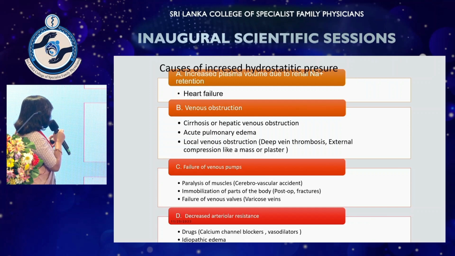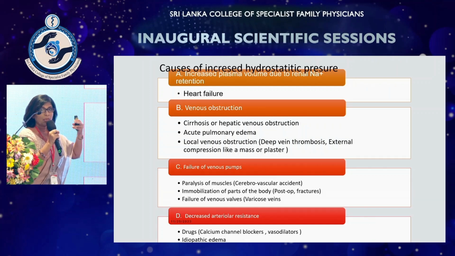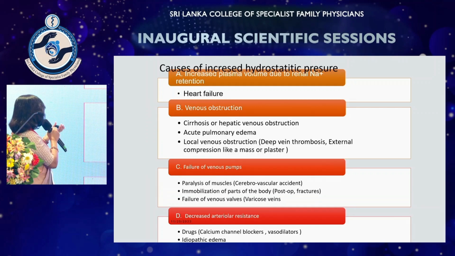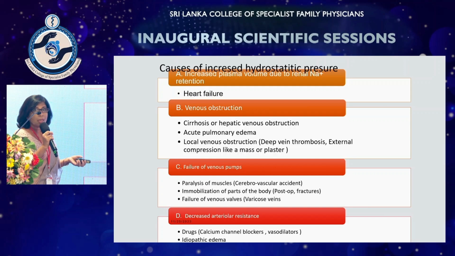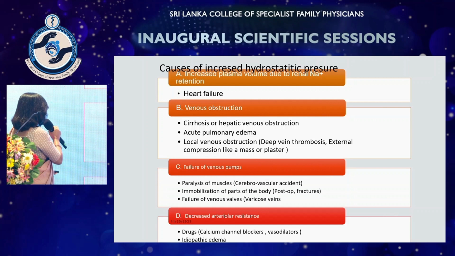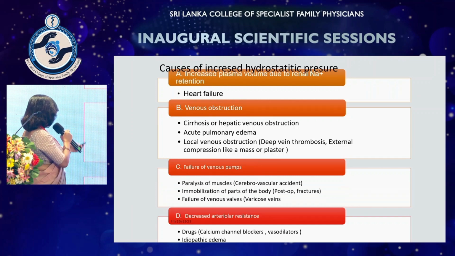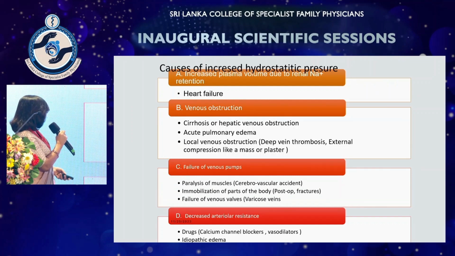And then any sort of venous obstruction, with that the hydrostatic pressure goes up at the venular end. The examples we can get are cirrhosis or hepatic venous obstruction, acute pulmonary edema, local venous obstruction, that means DVT, and external compressions, like even a mass or plaster, yes, it can cause. And failure of venous pumps, paralysis of muscles. That means after CVA, there's paralysis of muscles. It can cause failure of venous pumps.